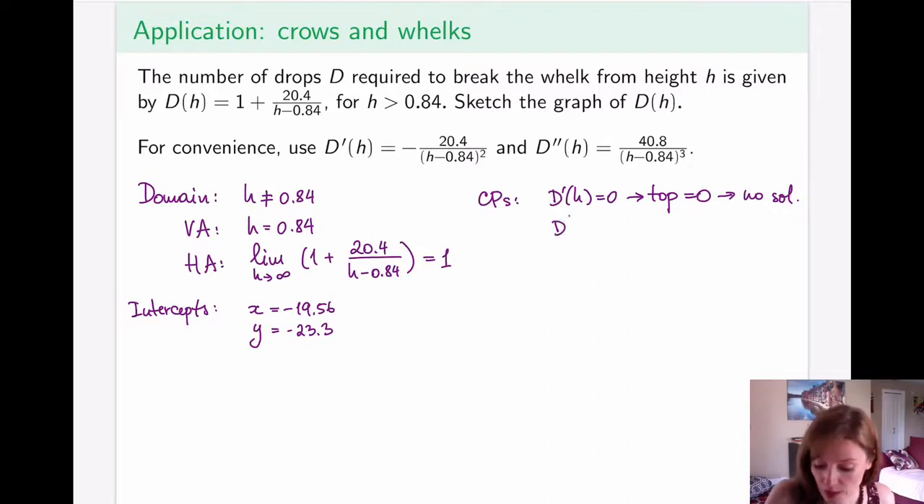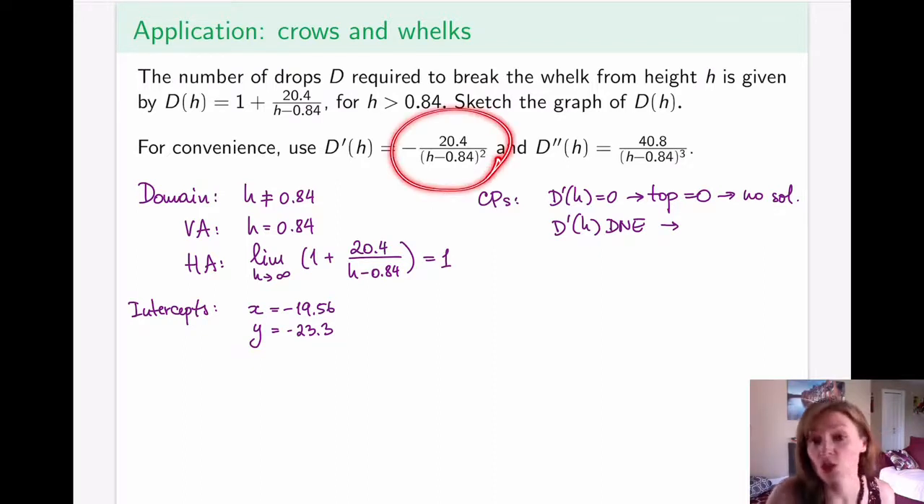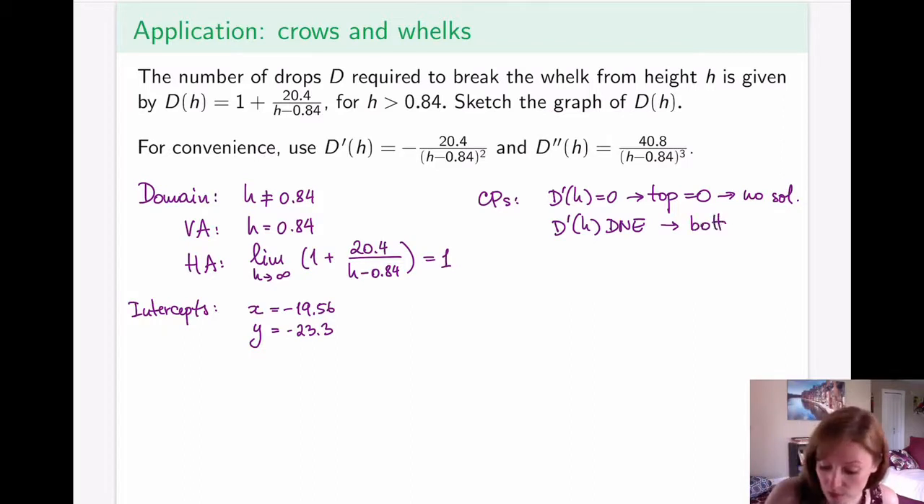Now, the derivative does not exist. When does a fraction not exist? A fraction does not exist exactly when the bottom is 0. So I have these two cases that I will always follow, and the bottom in this case is 0 when h is equal to 0.84. So that is going to be one of my critical points, and in fact, this is then my only critical point under consideration.